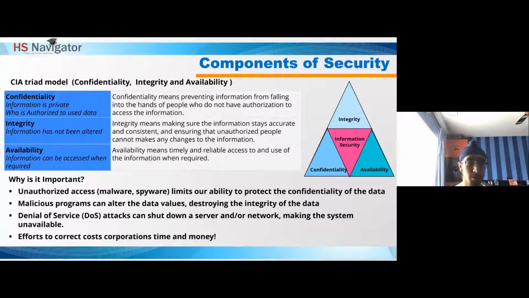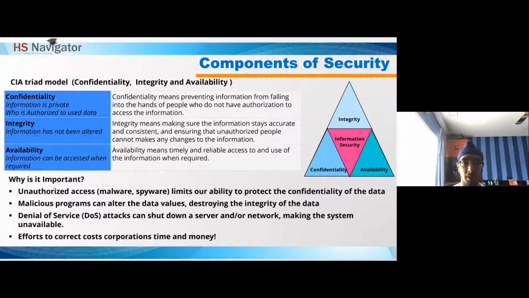So the components of security are, and this is what's called the CIA Triad model. The CIA Triad model basically talks about the three main components of information security, which are confidentiality, integrity, and availability. If you guys remember, I talked a little bit about this yesterday as well in my static website demonstration about the CIA triad model.